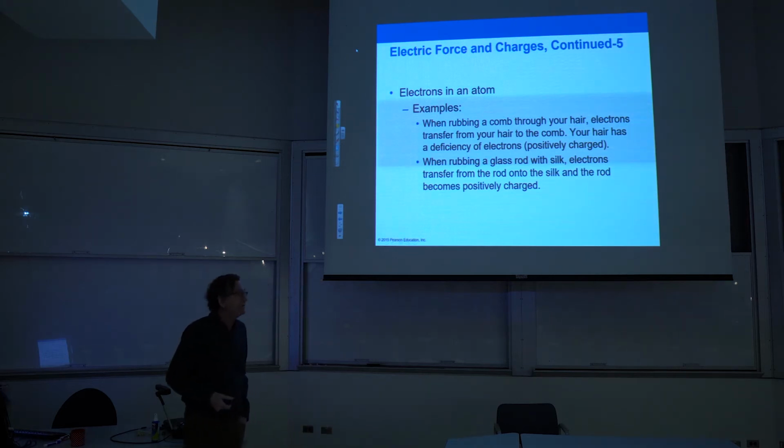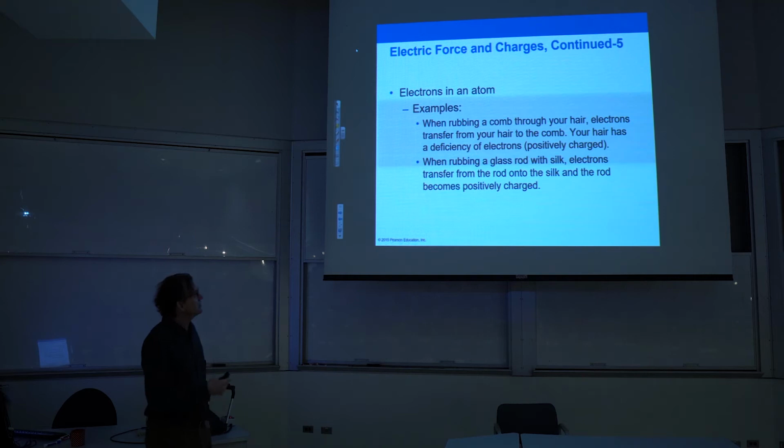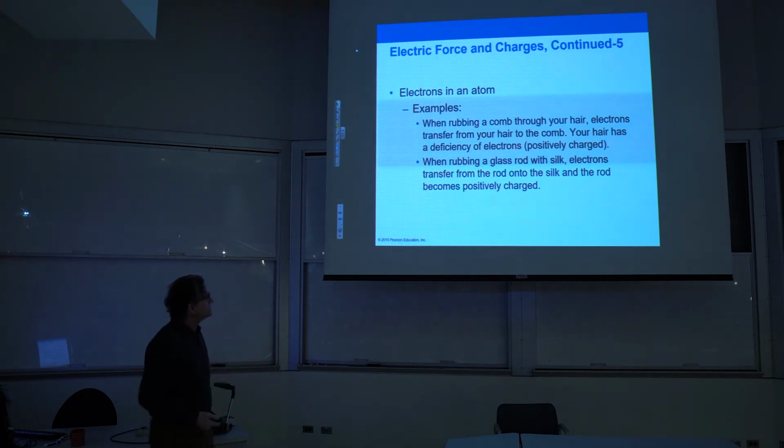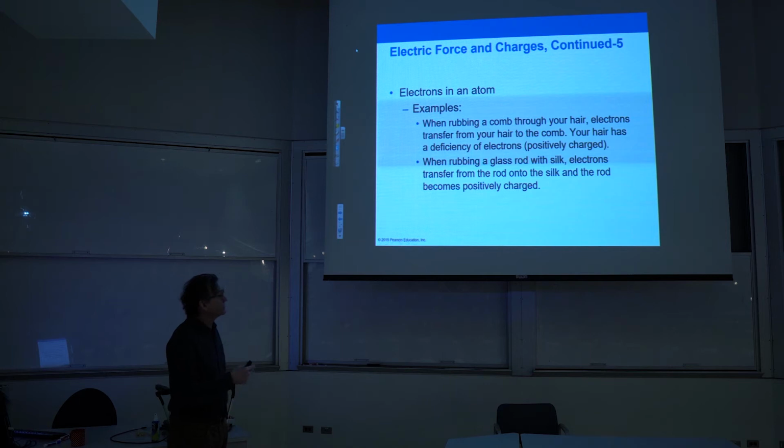So what's really happening here is that as you pull the comb through your hair, you are rubbing electrons from your hair to the comb. So your hair has lost some of its electrons, the atoms in your hair, and they become positively charged. And meanwhile, the electrons have been rubbed off onto the comb.